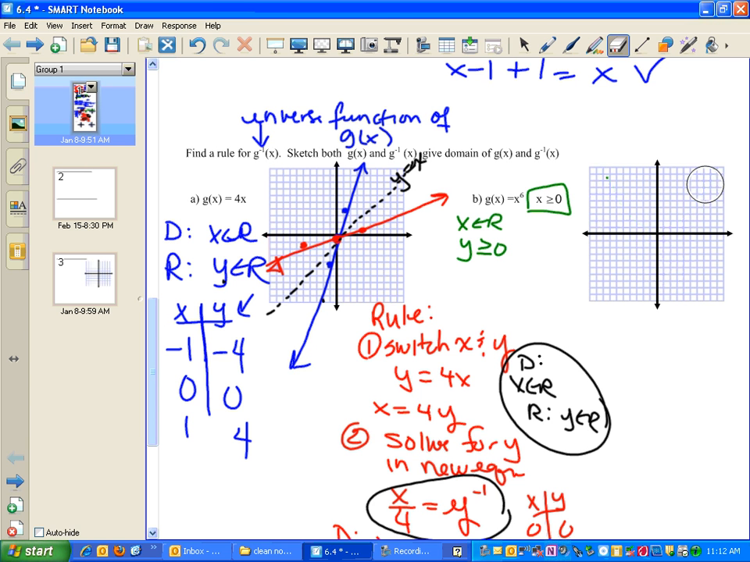Right. Okay, so let's do this. Let's do this using our chart. So what is our real domain going to have to be? Hold on. What is our real domain going to be? It's determined by the fact that we limited it. Okay?